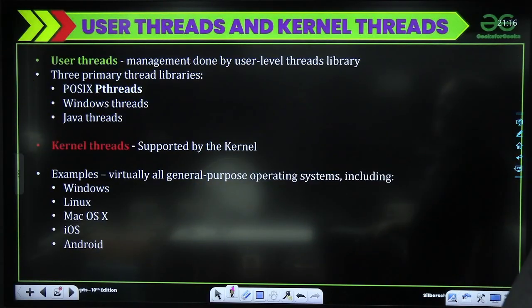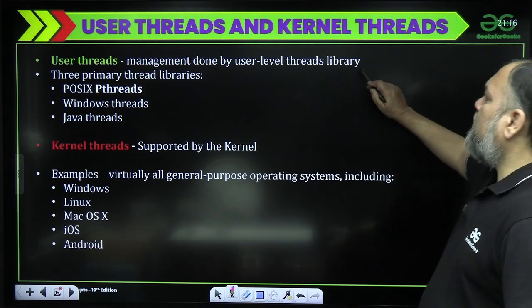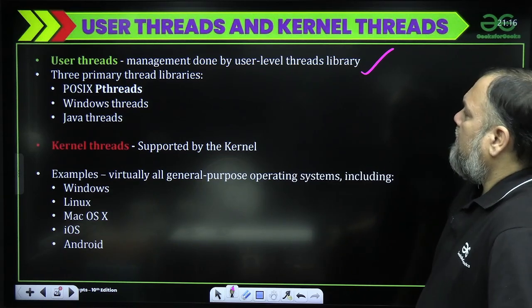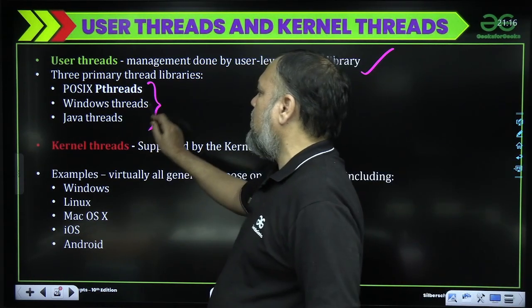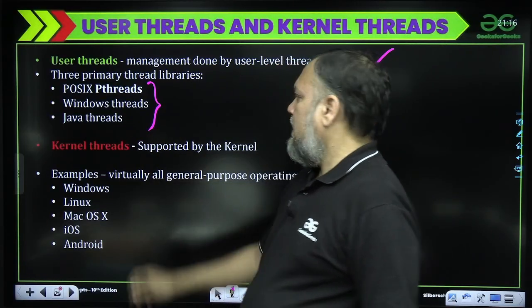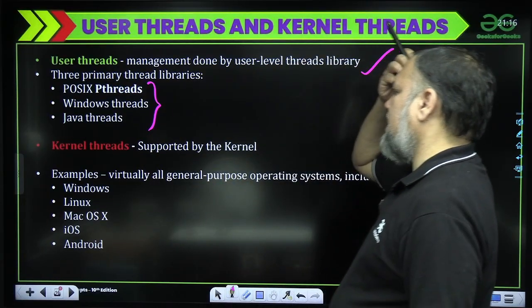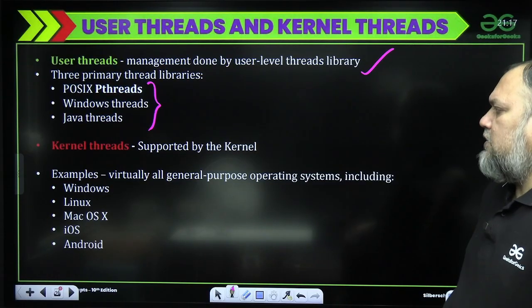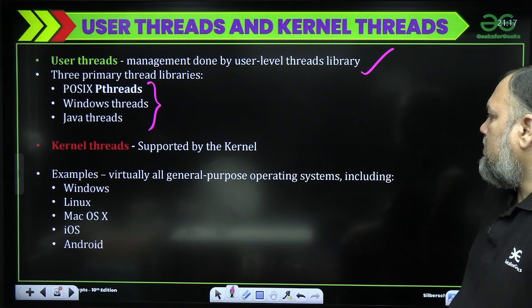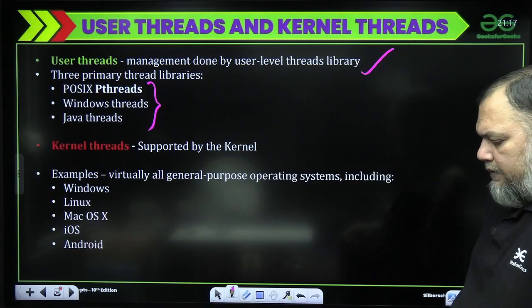So threads are of two types, user level and kernel level. Please read that. The user threads are managed by the user level thread library. Three important user level thread libraries are POSIX threads (Pthreads), Windows threads, and Java threads. Kernel threads are supported by the kernel. Examples are most of the Windows kernels, Linux, Mac operating system, iOS, and Android; they are multi-threaded kernels.